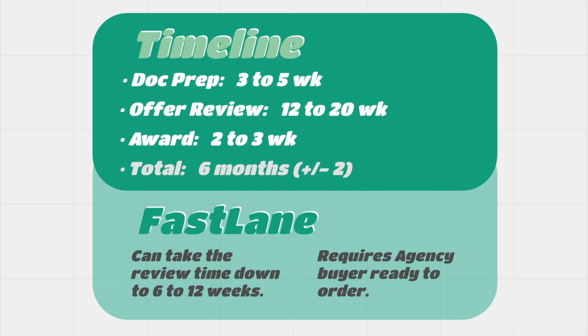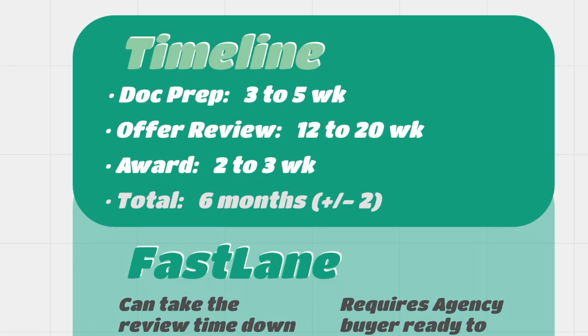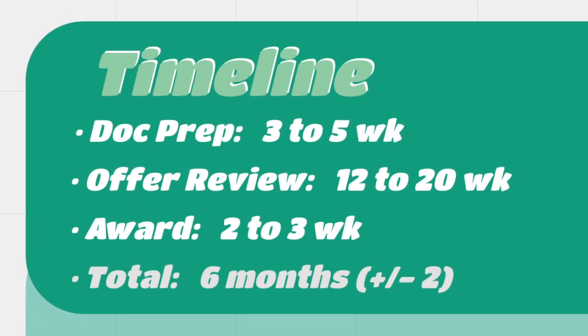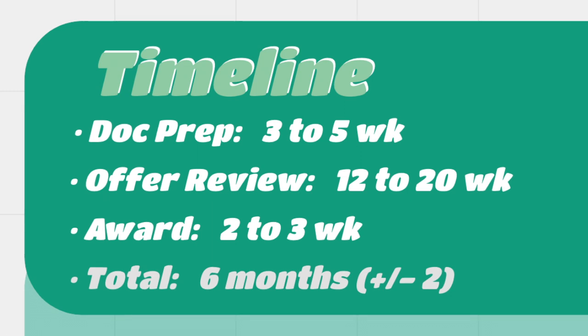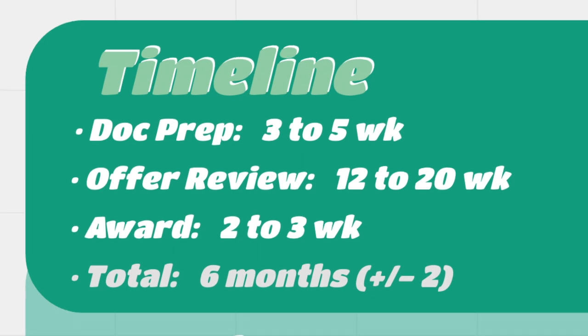Now, let's go over the timeline and the possibility of expedite. The expected timeline of the GSA process is about 6 months, plus or minus 2 months. The document preparation stage typically takes about 3 to 5 weeks. The offer review stage takes the longest, 12 to 20 weeks. The award stage is usually quick, 2 to 3 weeks.